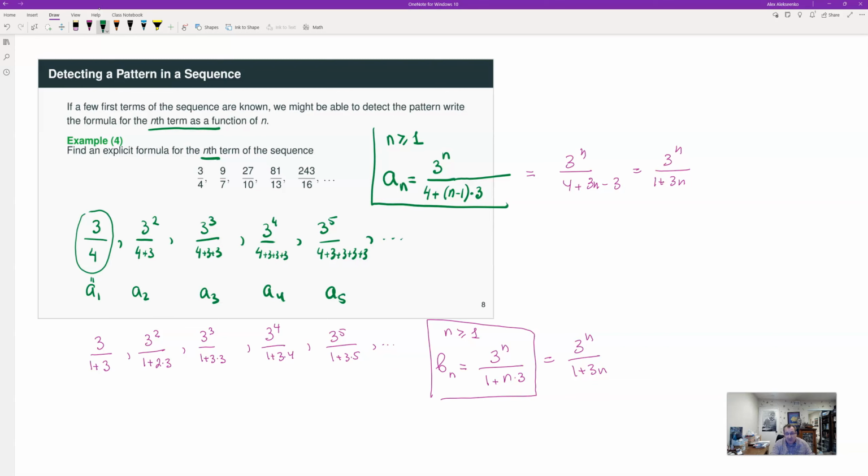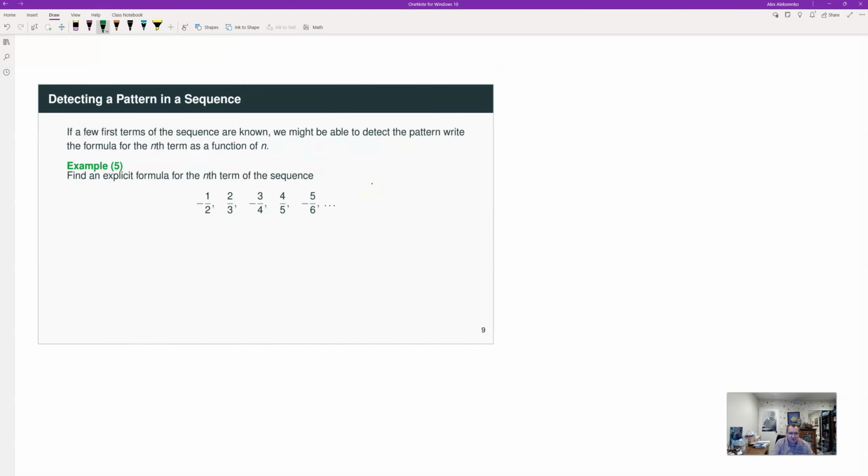But it's a correct formula nonetheless, so both answers would be accepted and receive full credit. Let us try to solve another example on figuring out the explicit formula for the nth term of the sequence.